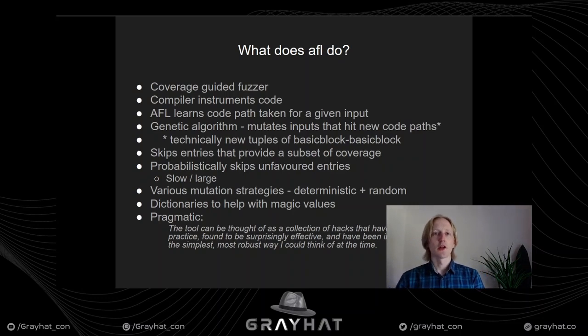You can also give it a dictionary. So let's say you're fuzzing something that has a JSON input. You can give it a dictionary and tell AFL curly braces and quotation marks and colons are interesting values for this target. And it'll use that dictionary as part of its mutations.